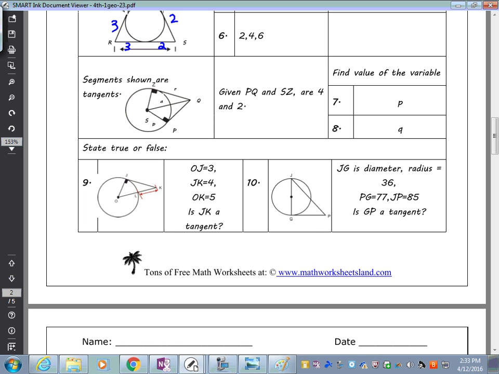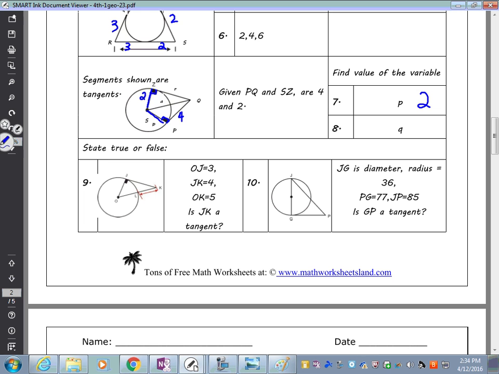Here they tell us that the segments shown are tangents, and they've already shown that they're perpendicular to the radius. They put the box already there for us. So given that PQ is 4 and SZ is 2, SC is your radius. If you notice, SP is also a radius. So automatically, with no math, knowing that all the radii are congruent, that's going to be 2.